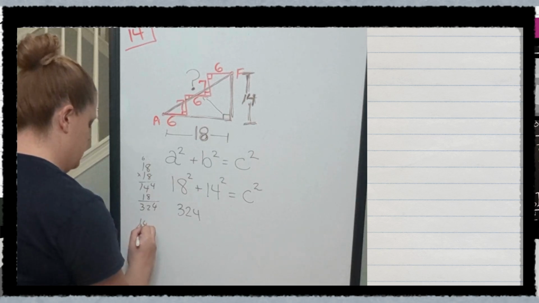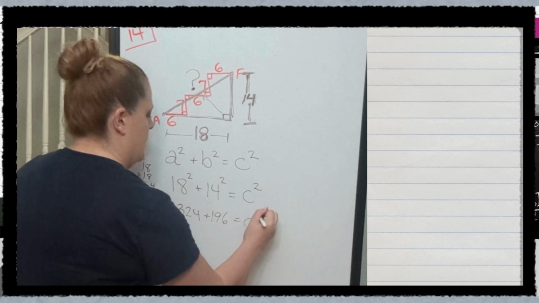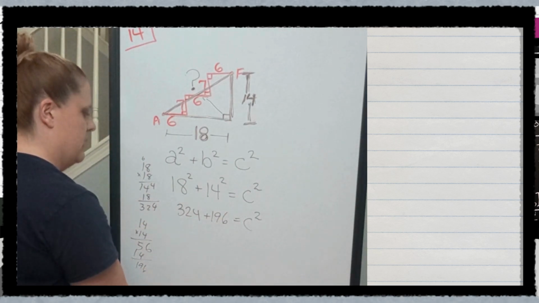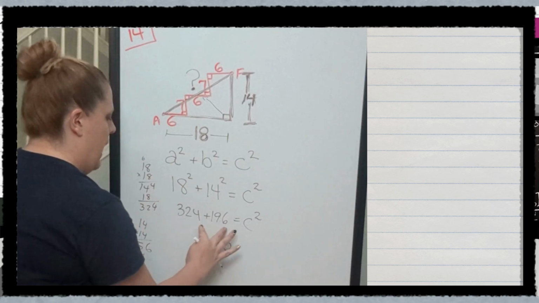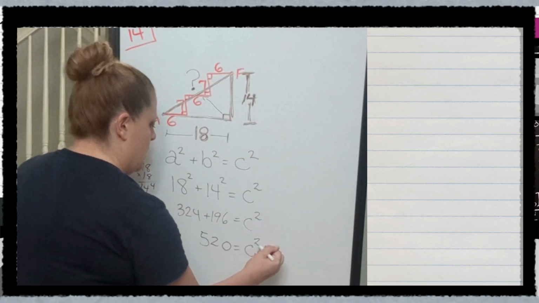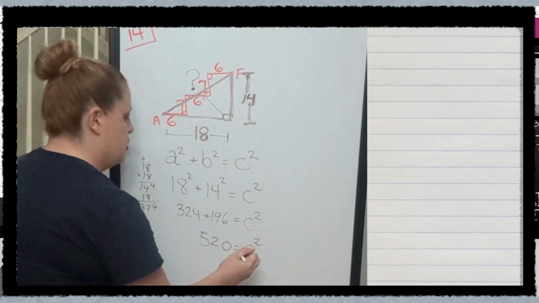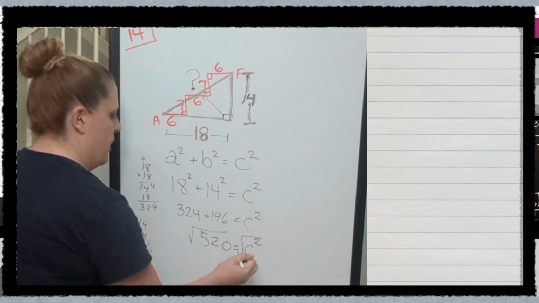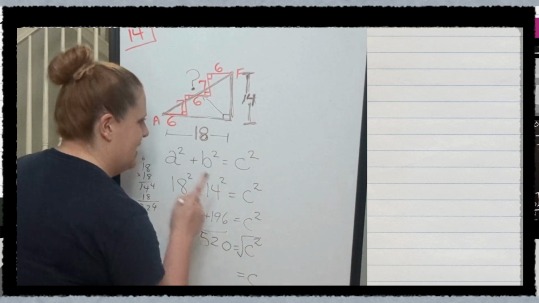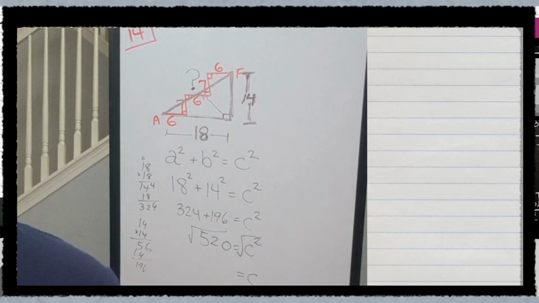And 14 squared, 196 equals c squared. You can use a calculator for that, no big deal, okay? Add these together, we get 520 is equal to c squared. Remember that is c squared and not just c. Take the square root of both sides. We're filming still, and we'll figure out what c is equal to. Let me use my calculator real quick.